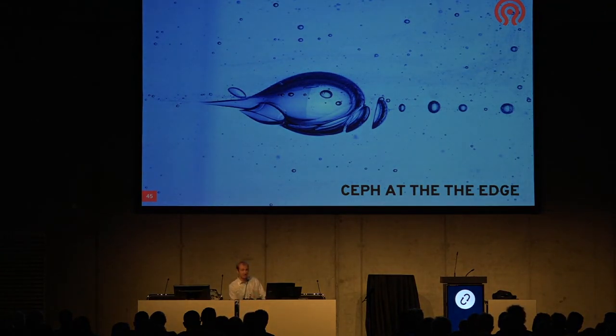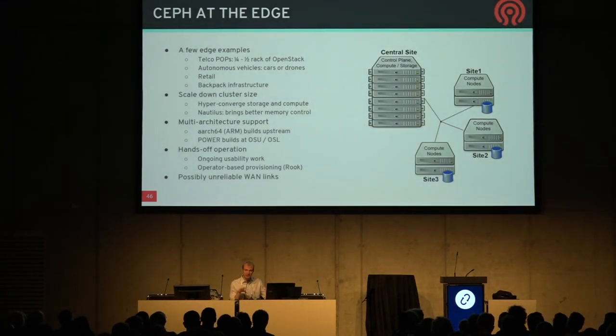So just briefly, I'm going to talk about how edge computing fits into this picture. When we talk about edge and Ceph at the edge, examples might be a quarter rack or a telco point of presence. You might have autonomous vehicles with their own little networks locally that are semi-attached to a central site. Lots of different edge scenarios come up. There are several other talks about that at this conference.